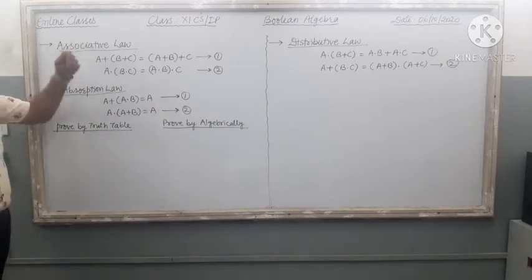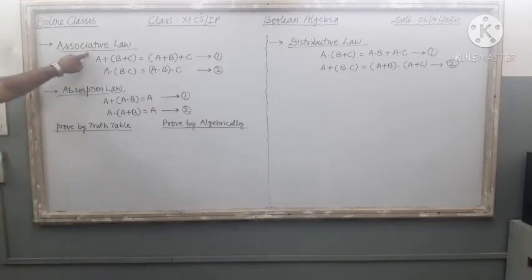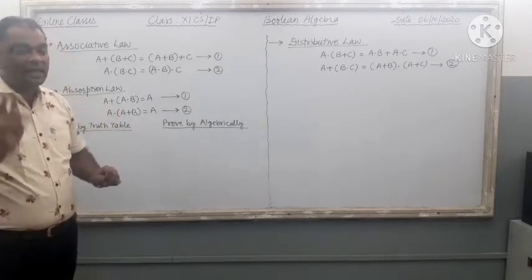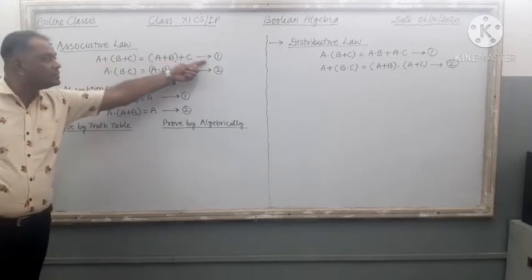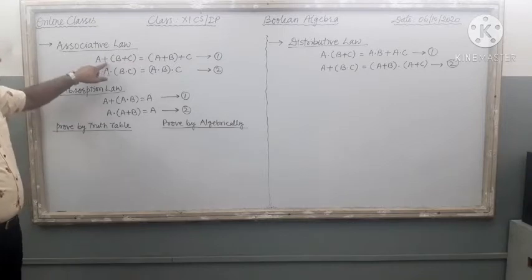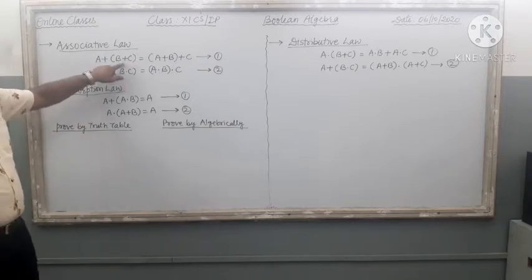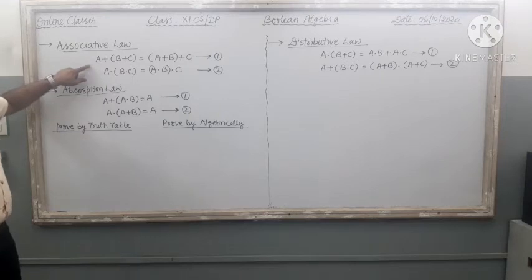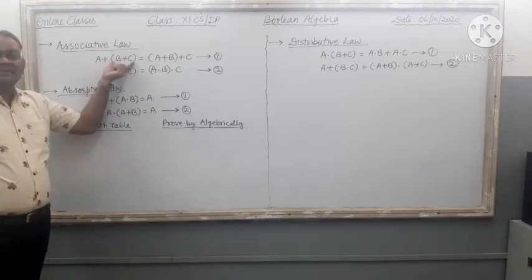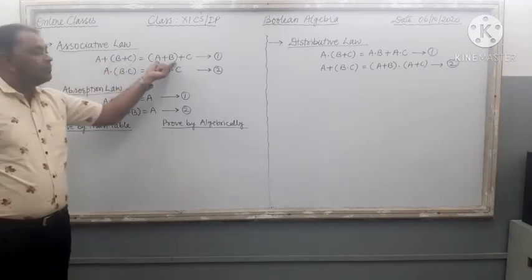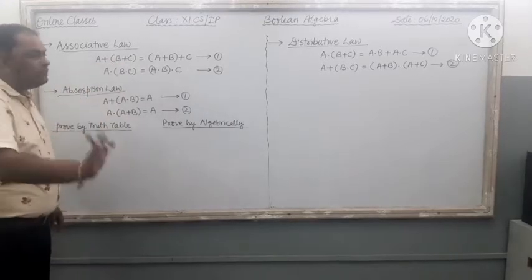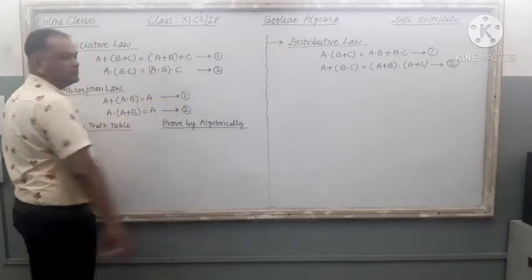The first one, associative law. The associative law, it is related with the same gate. Same gate means what? Just see the first associative law. A plus B plus C. Plus same gate is there. Now, if same gate is there in the equation, then it is on you that you can shift the bracket from here to here. A plus (B plus C), it is same as (A plus B) plus C.